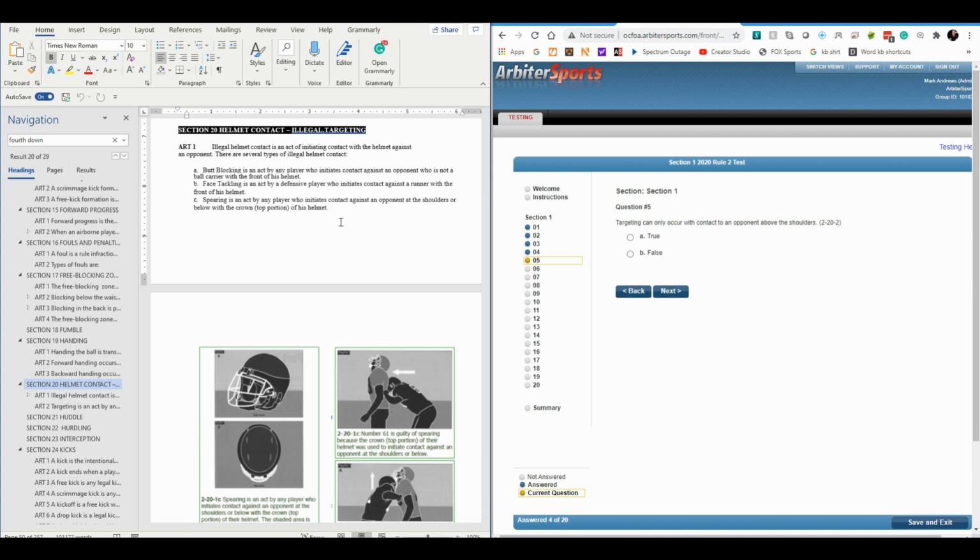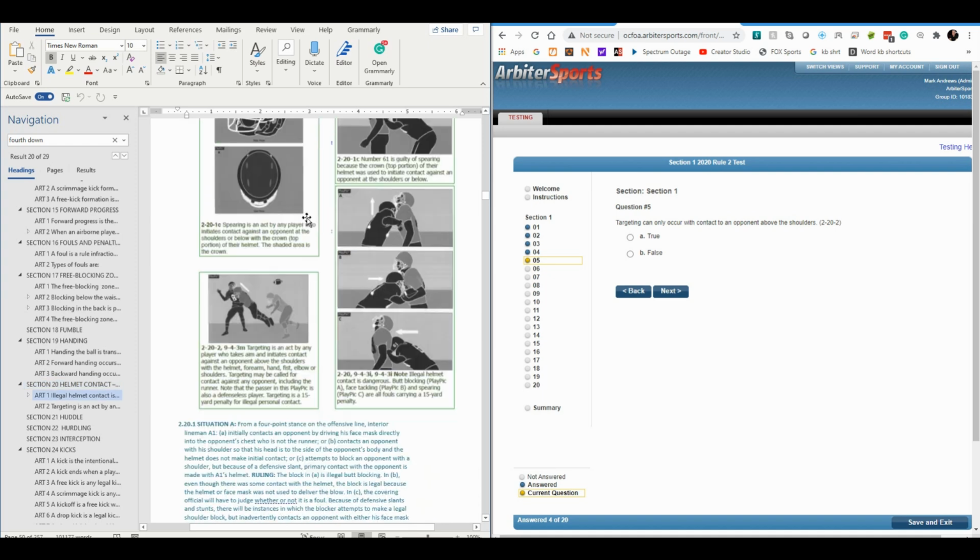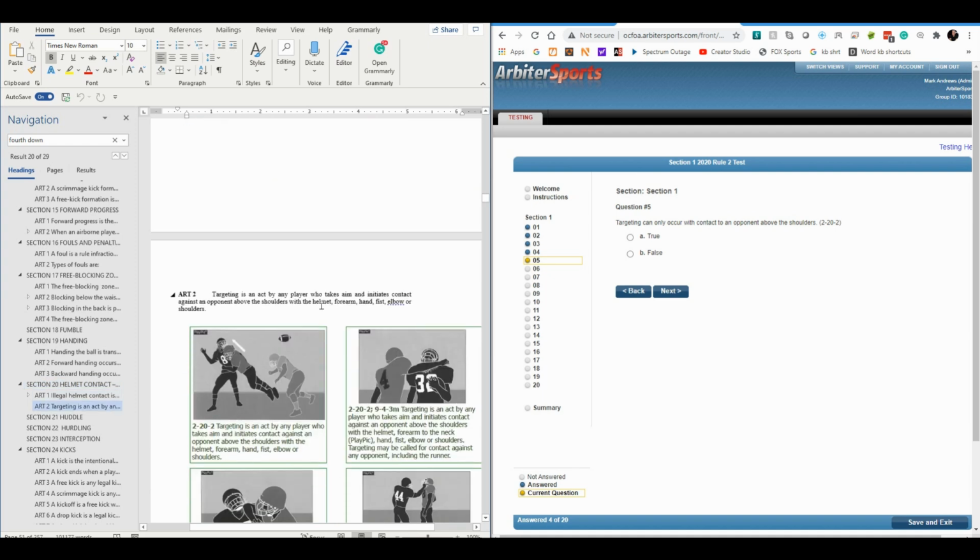They will come in, they'll rush, they'll come in from the side, the quarterback doesn't see him, and the defensive player just drives his helmet straight into the quarterback's midsection. That is considered spearing. Okay, so a lot of talk not about this question, but I want everyone to understand the difference. Targeting is an act by any player who takes aim and initiates contact against an opponent above the shoulders with the helmet, forearm, hand, fist, elbow, or shoulders.